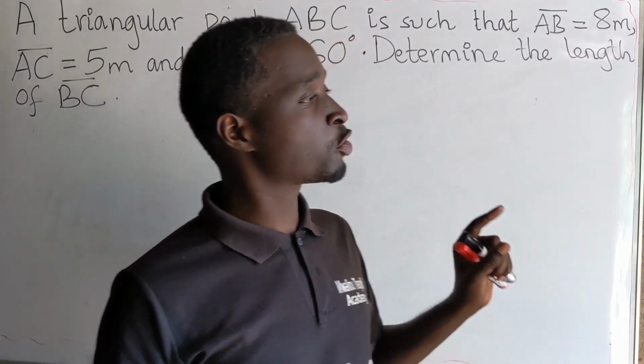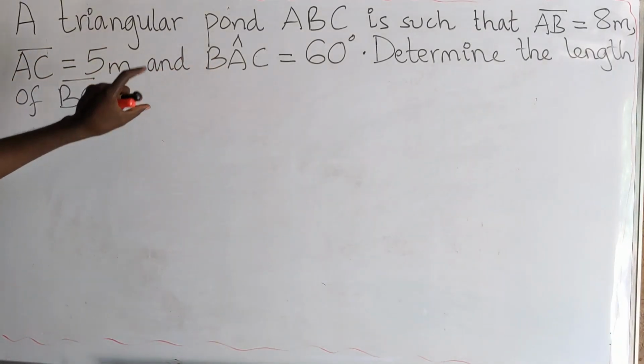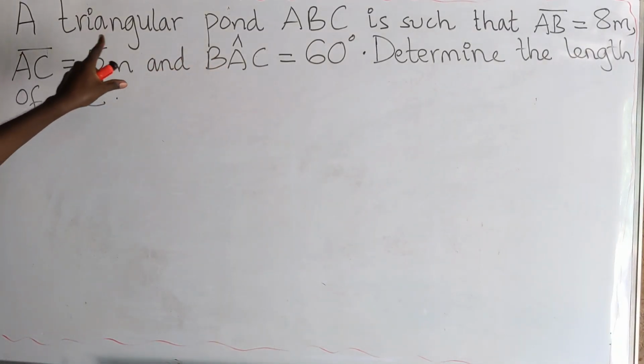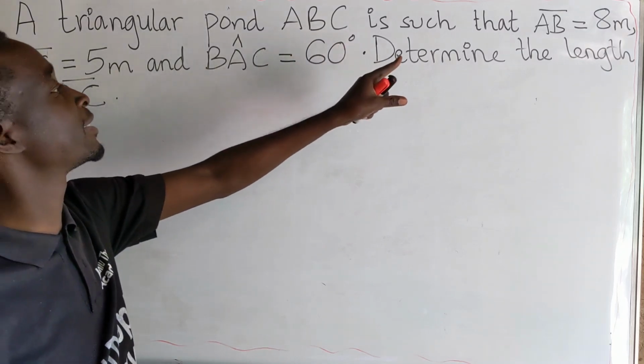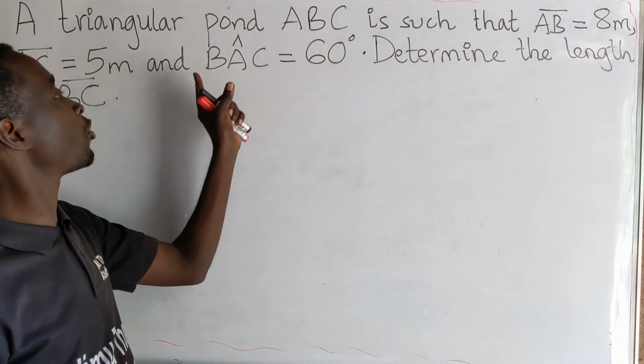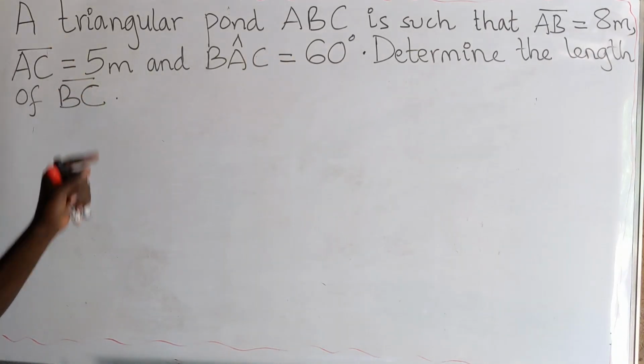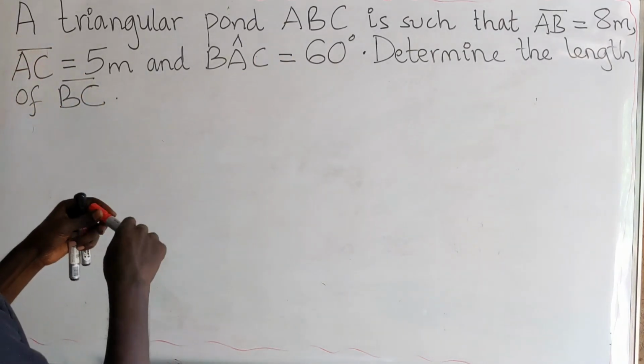Here we have a continuation of our trigonometry series, and the question states that in triangle ABC, AB is equal to 8 meters, AC is 5 meters, and angle BAC is equal to 60 degrees. Determine the length of BC. Now let's see the solution for it.